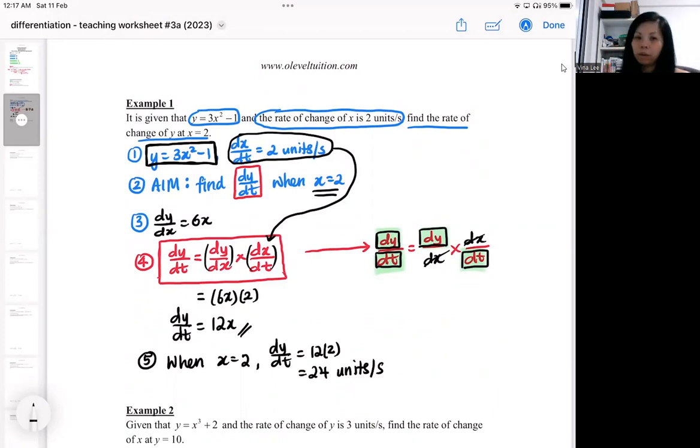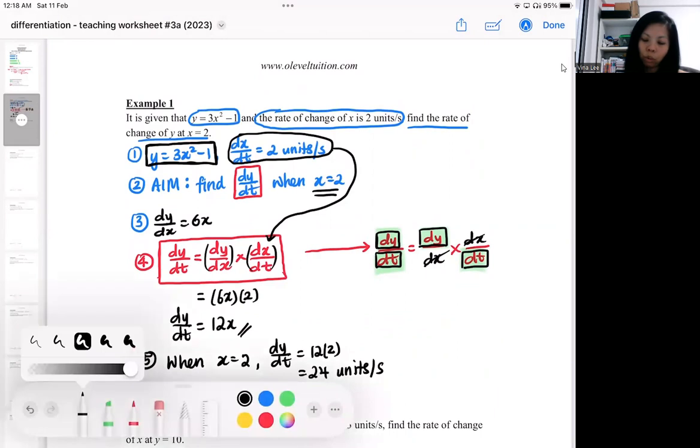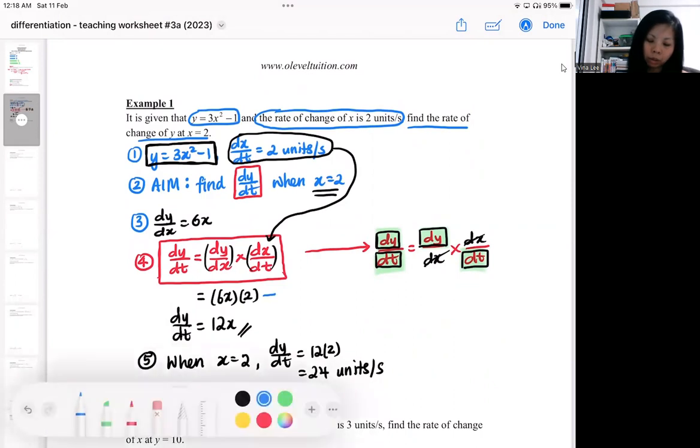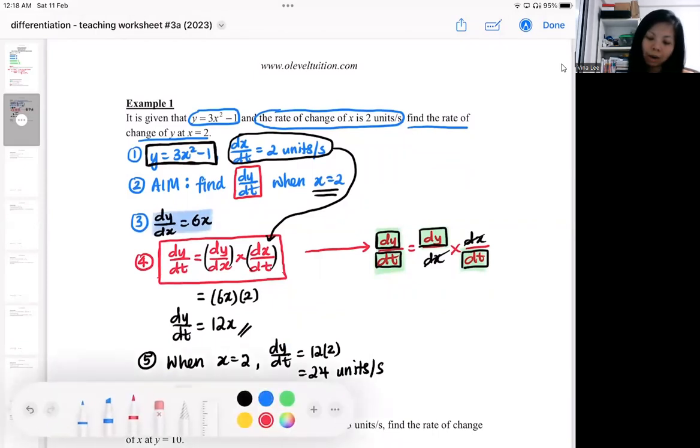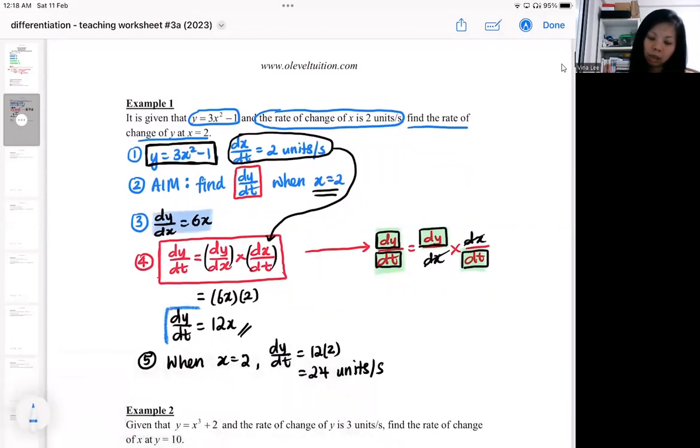So we try to avoid substituting 2 here. We try to avoid substituting 2 in the dy dx. There are some students who will substitute 2 here, so we'll try to avoid that. We will try to sub the value only when I got the formula. So I got the formula for dy dt, then I sub the value inside. So that will be the generic process.